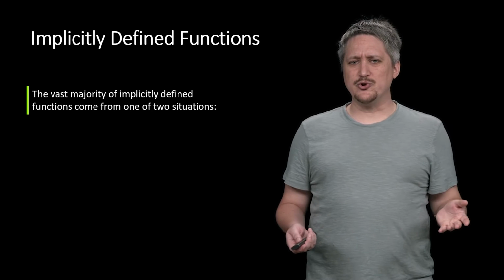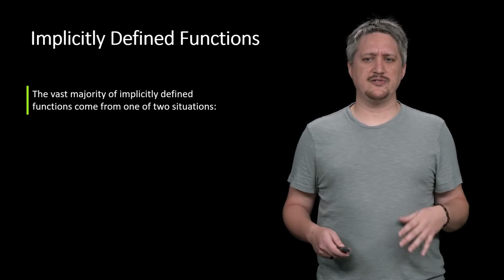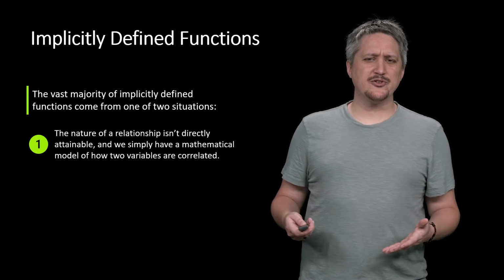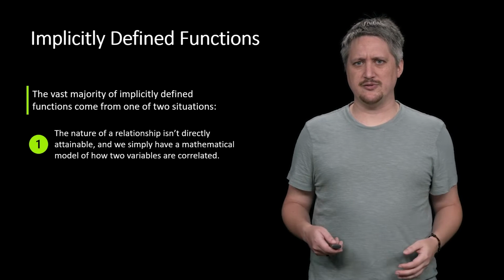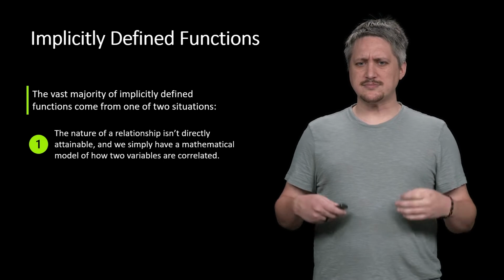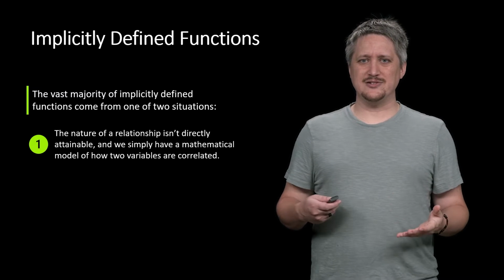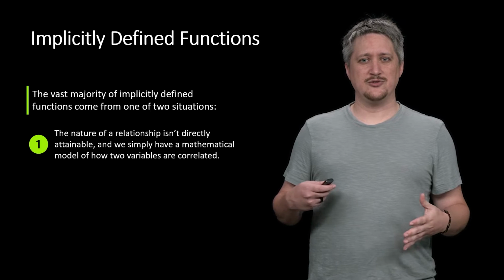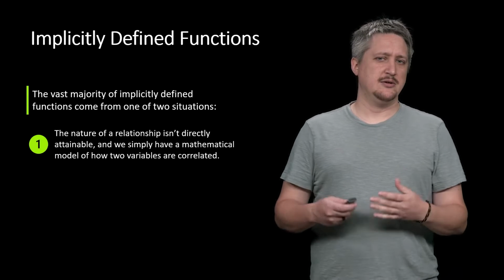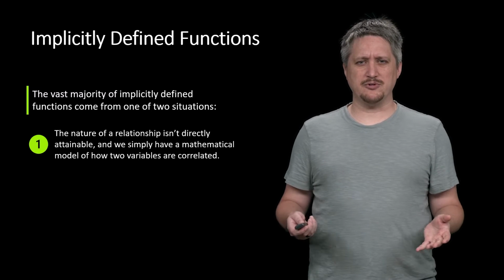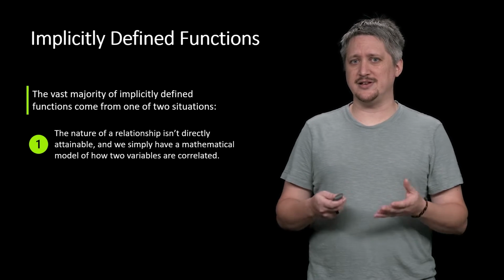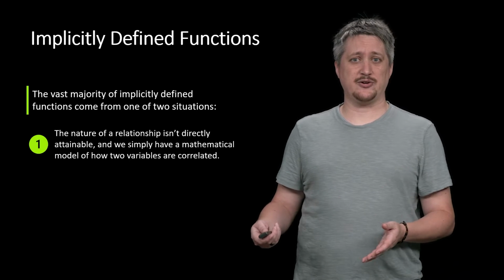So the vast majority of implicitly defined functions come from one of two places. Not all, but the vast majority. The first place, and we'll give an example in this video for each of them, is when the nature of the relationship isn't directly attainable or isn't something you can write down as an explicit function. For example, we might just have some mathematical model that shows a correlation between two variables, but not necessarily how one dictates the other.